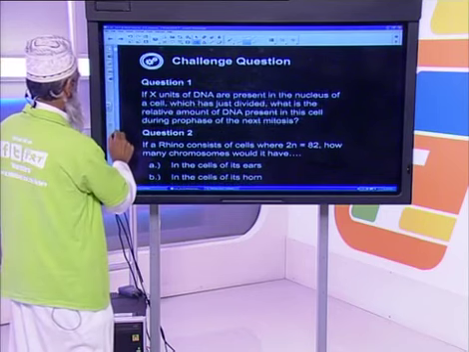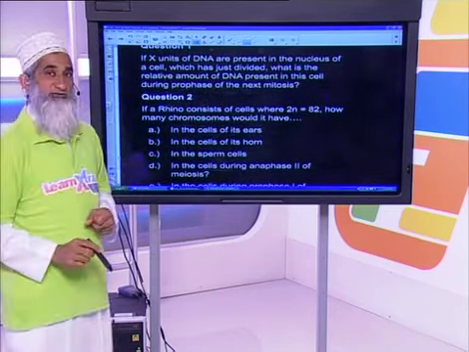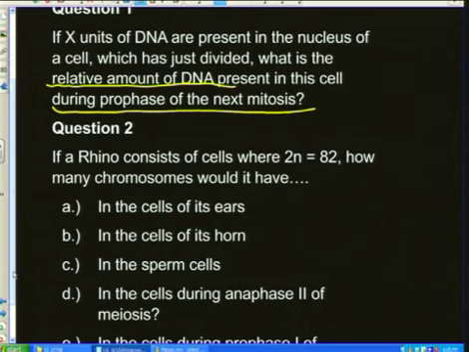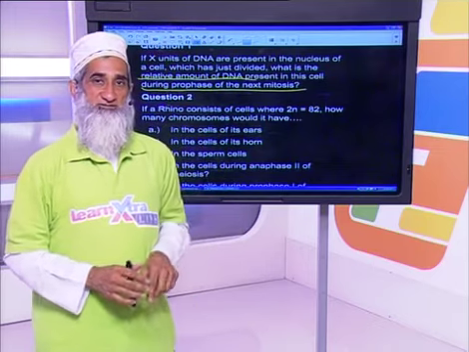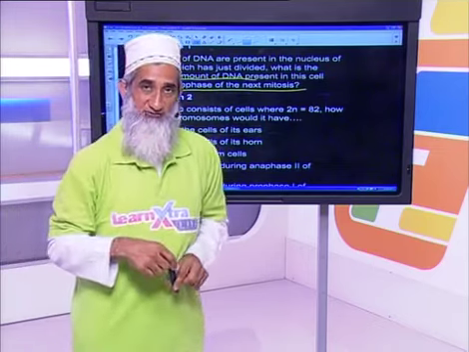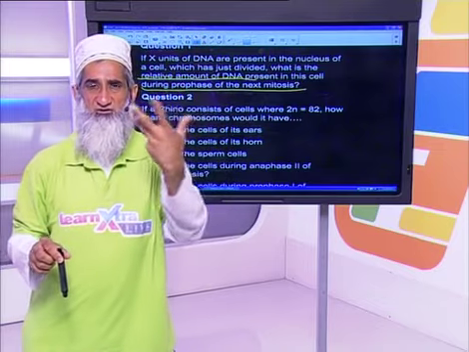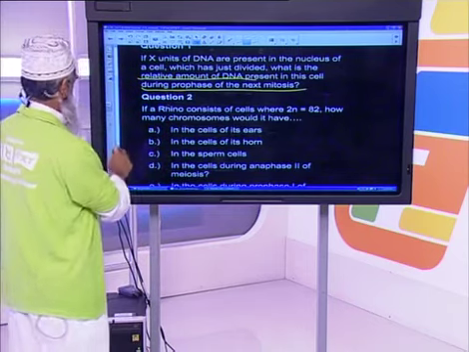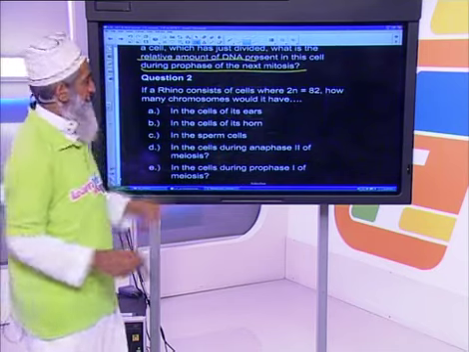Your challenge question. Just to read it for you quickly: if X units of DNA are present in the nucleus of a cell which has just divided, what is the relative amount of DNA present in this cell during prophase of the next mitosis? In other words, this cell has just divided. Now the new daughter cells want to also divide. Let's say it's your skin cells or your nail cells or whatever, because we're talking of mitosis, remember? And that's the question there. Maybe I've given you a little bit too much in that, but nonetheless.